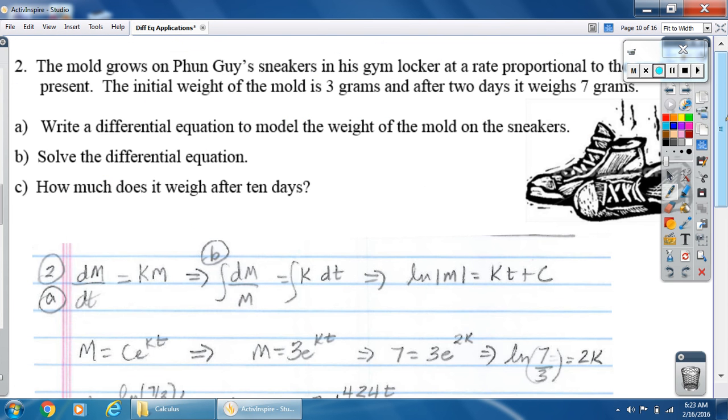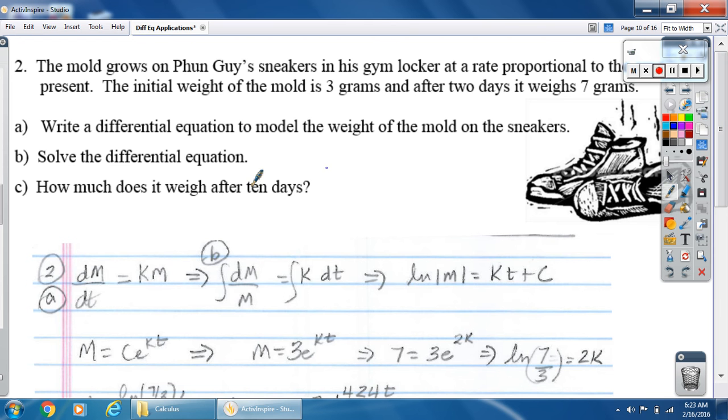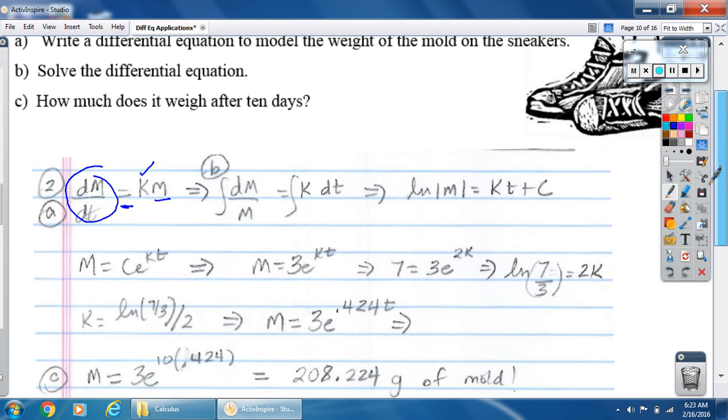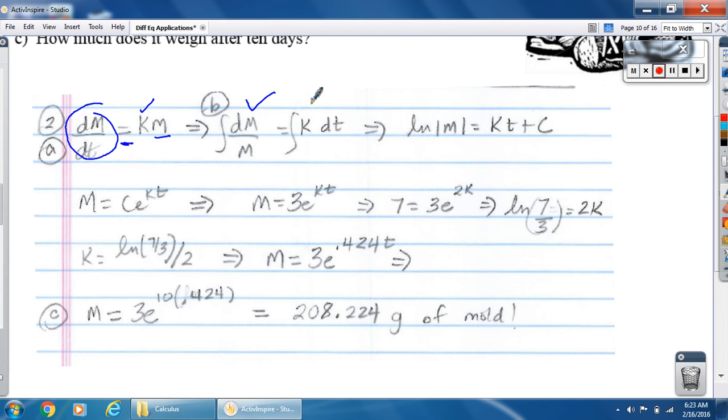In problem number 2, you've got a guy who has problems with mold in his shoes. So it says the rate, here's my rate, is proportional, my K, to the amount of mold in the shoes. And so from there, we're going to separate the variables. So I got the m's on one side, I left my K, a constant, on the other side. I took the antiderivative on both sides. I used log properties to get m by itself.